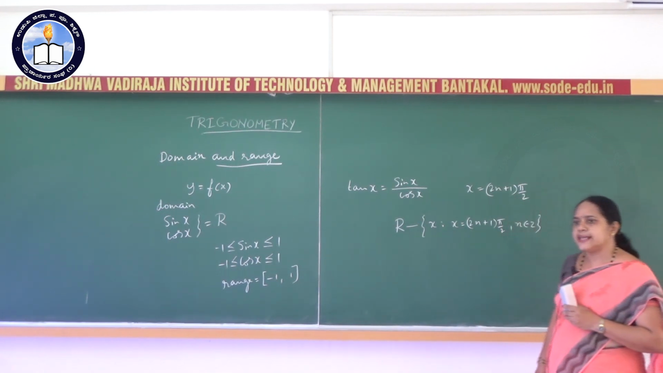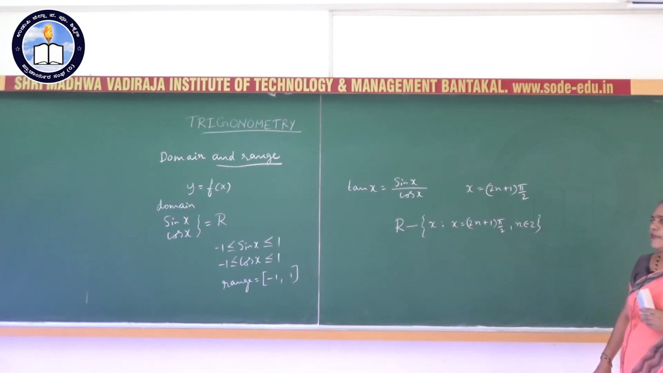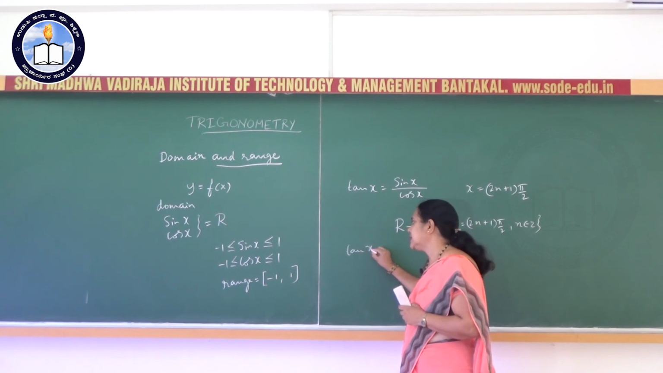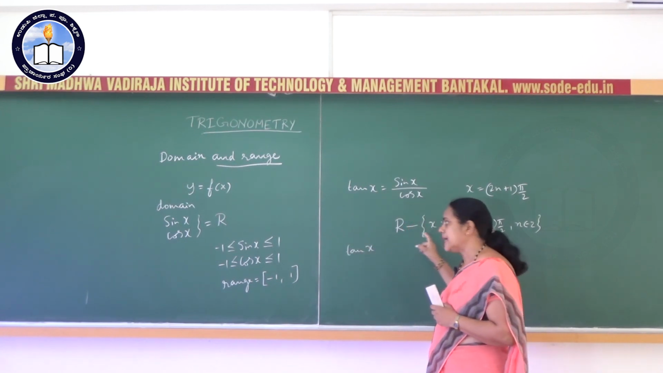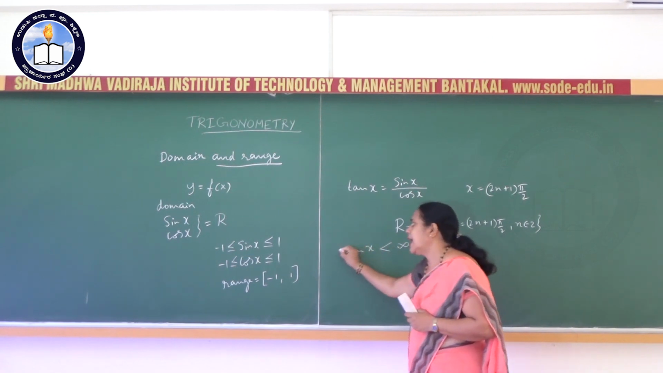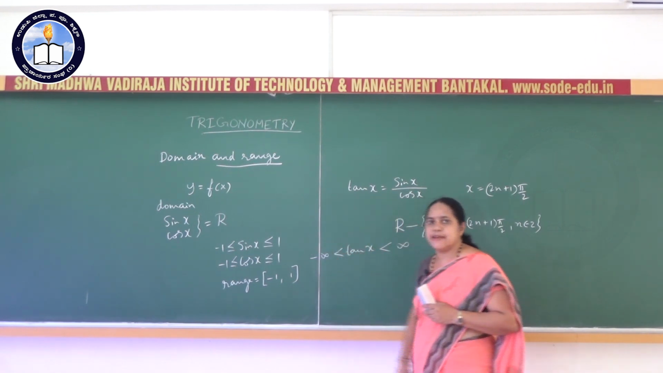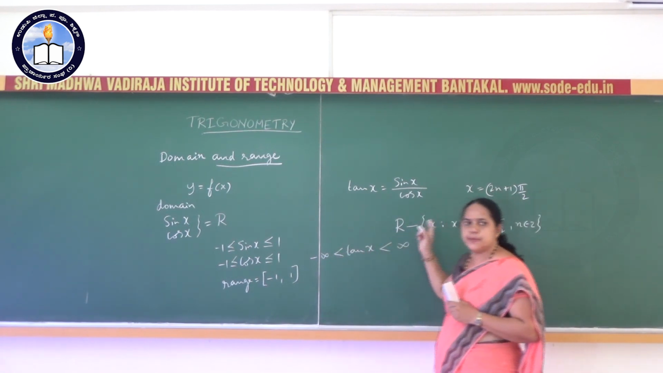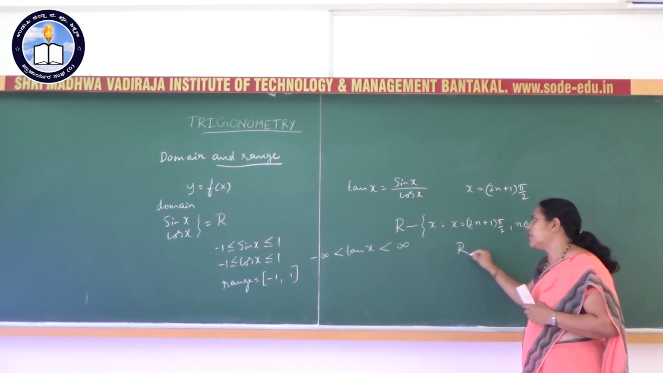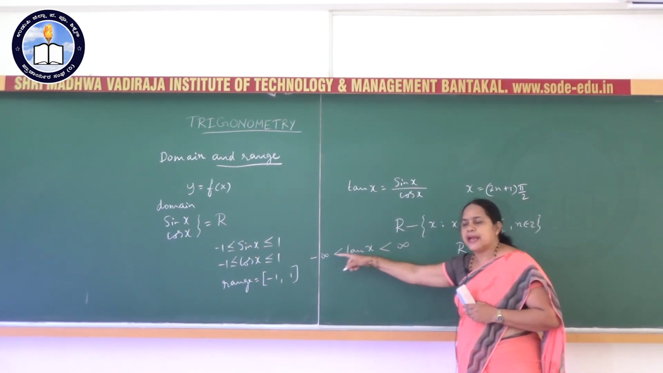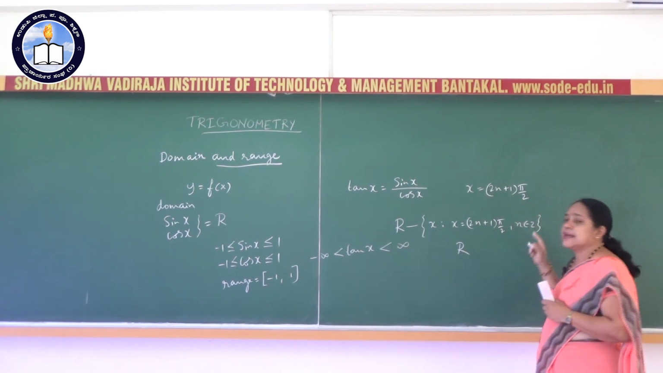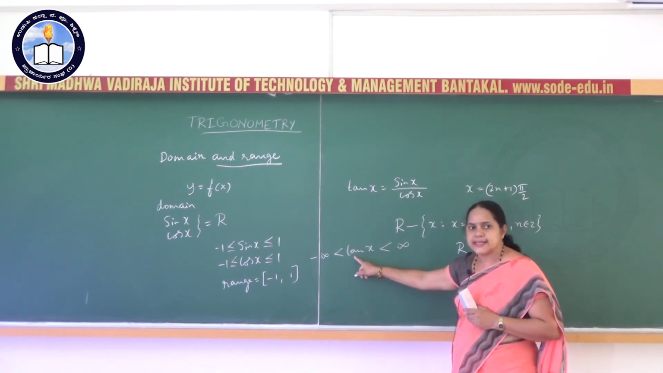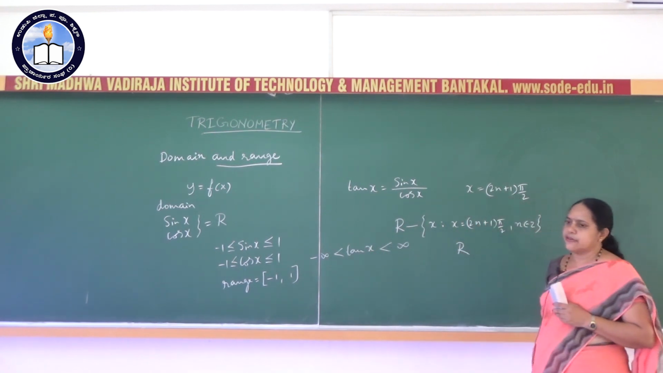And the range of tan x is the set of all real numbers. We know the highest value of tan x, students, is plus infinity and the least value is minus infinity. So tan x varies from minus infinity to plus infinity. It is the set of real numbers. So the range of tan x is R, the set of all real numbers.